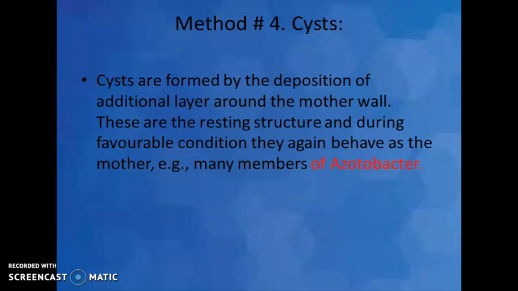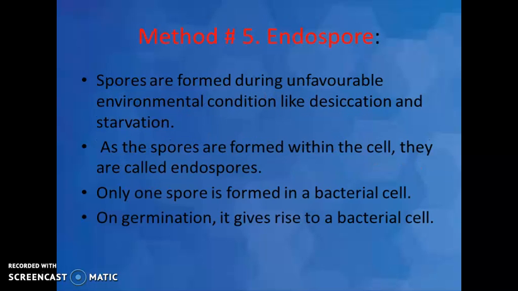Next is cyst formation. Cysts are formed by the deposition of an additional layer around the mother wall. So deposition of this additional layer around the mother wall is called the formation of a cyst. These are resting structures. Due to unfavorable conditions they remain as cysts, and when the conditions become favorable they behave as mother cells. Examples of this type come under the members of Azotobacter.